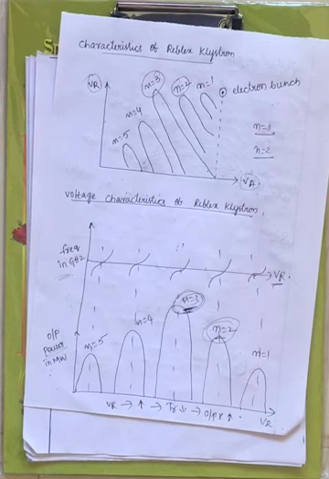Now here ends the topic of klystron tubes. In the next lecture we will see about the traveling wave tube, right? Traveling wave tube, which is also an amplifier, right?